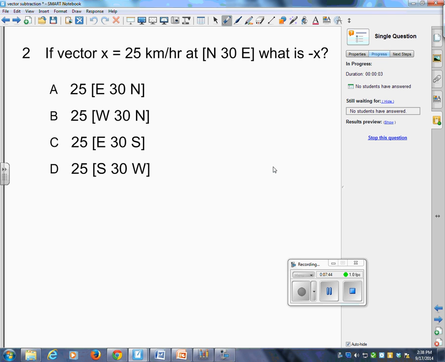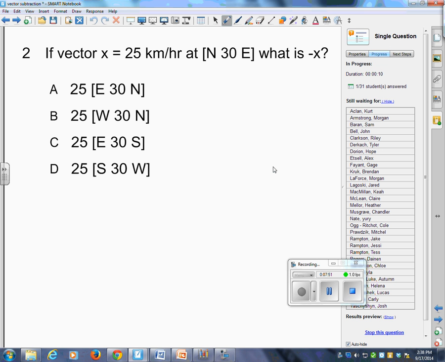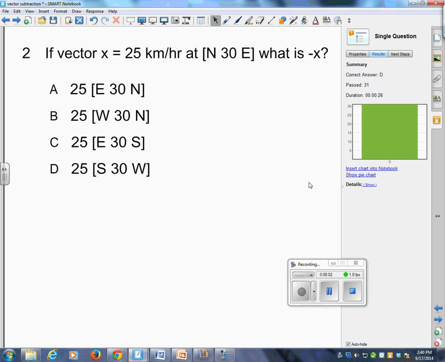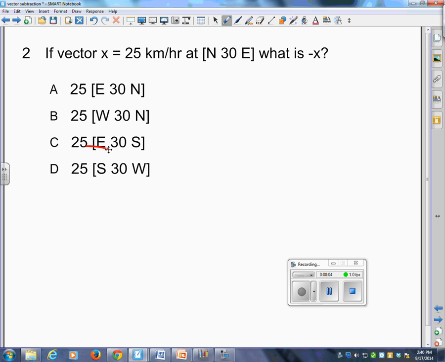If vector x is 25 kilometers an hour at north 30 east, what is minus x? I'm hoping lots of people got this right. How do you do it? Just change north to south. East becomes west. Everybody got it. I'm working my way up, making it a little bit harder at a time.